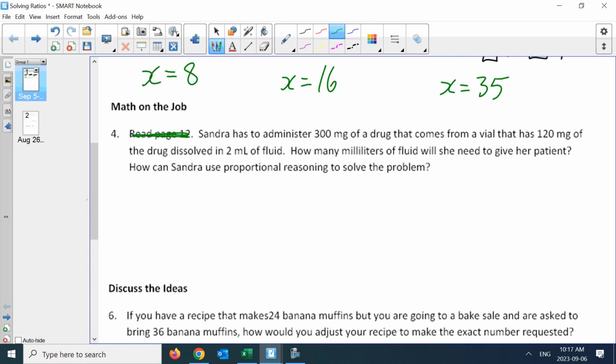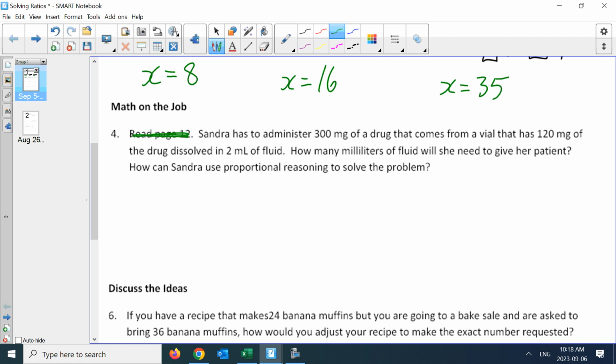We're going to set up equations. We're going to solve problems where we have that fraction equals fraction. It's called ratio. That's enough. Let's read this carefully, and I'll show you how to set it up, and we're going to use that kind of math to solve. Sandra has to administer 300 milligrams of a drug. It comes from a vial that has 120 milligrams, mgs, of the drug dissolved in 2 mL of fluid.